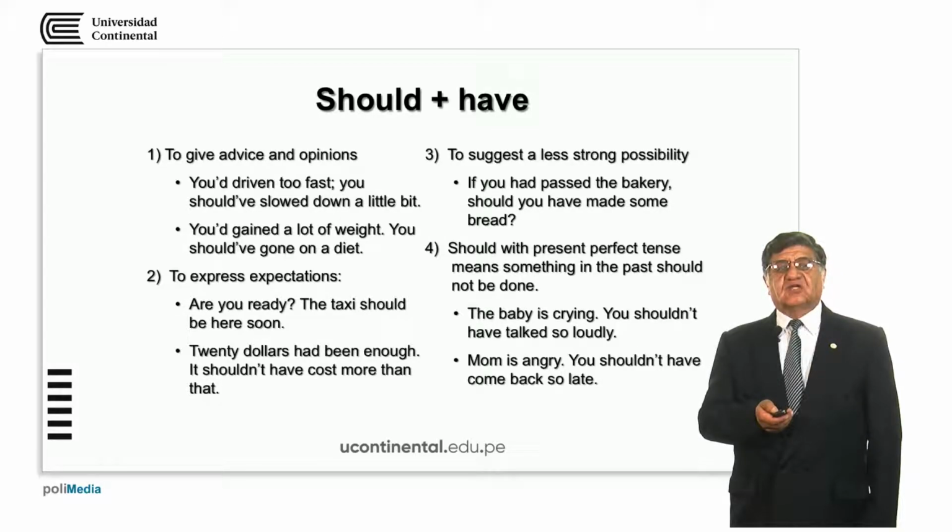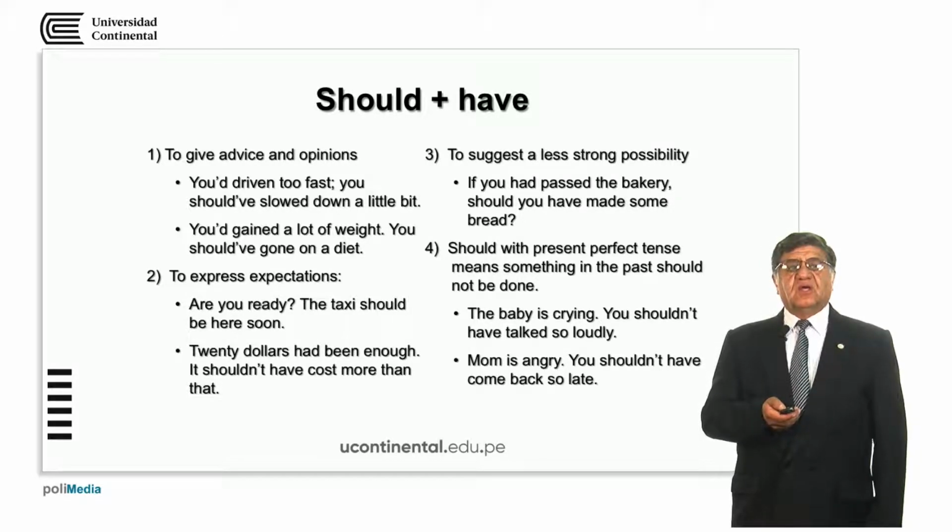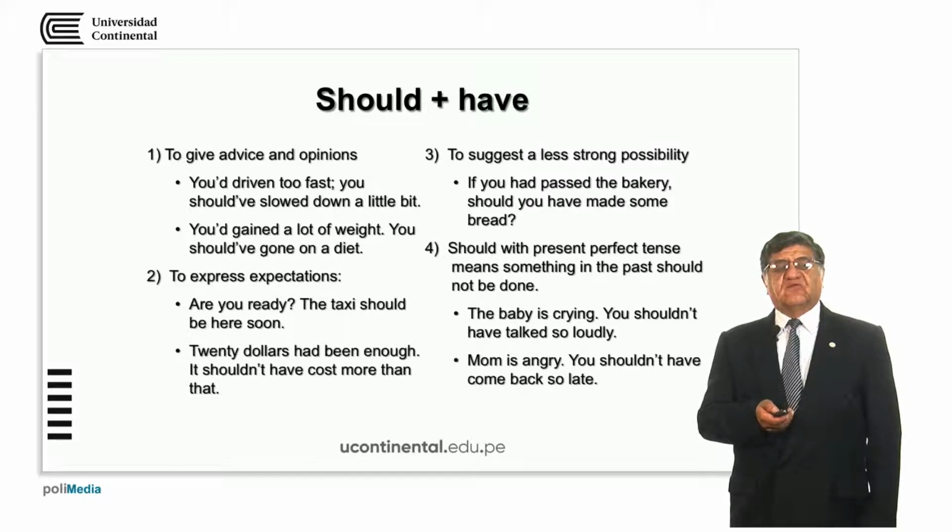In the actual action, somebody is driving too fast. And the advice is you should have slowed down a little bit. So it was better to slow down. Okay? You'd gained a lot of weight. Okay? Somebody got a bit fat, and the advice is, okay, in the past tense, you needed a diet, but you didn't do it. Okay? So that's the advice. You should have gone on a diet.